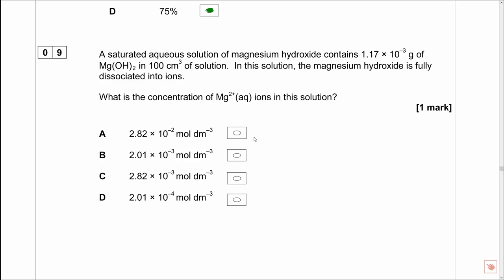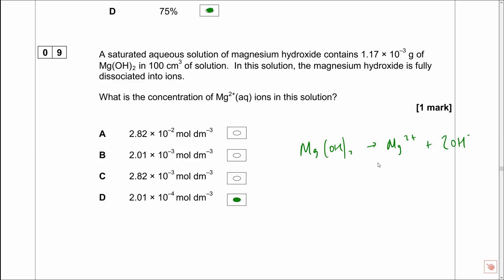A saturated aqueous solution of magnesium hydroxide contains 1.17 times 10 to the minus 2 milligrams. In the solution, the magnesium hydroxide is fully dissociated into ions. What is the concentration of magnesium 2+ ions in this solution? Okay, that's not too bad. So you'd want to look at the fact that it dissociates as such. Work out your concentration of this, and you should find it's the same as the concentration of the magnesium 2+, which in this particular instance should be D at 2.01. It should be a reasonably easy calculation. I'm just going to check that really quickly.